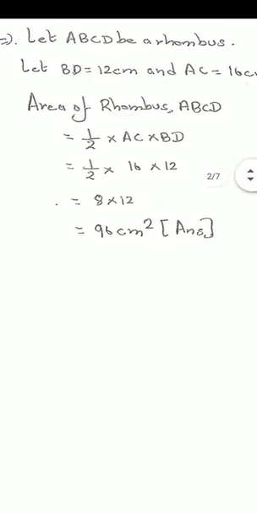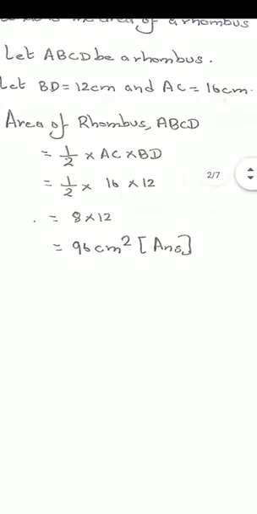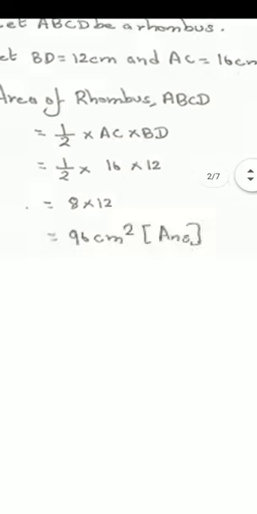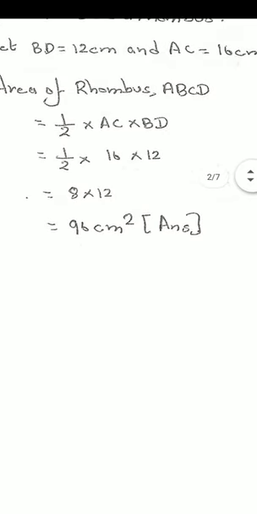Then the area of rhombus ABCD will be half into the product of diagonals. In this case, the product is AC and BD. So I'm writing half into AC into BD, which happens to be half into 16 into 12. If I cancel 2 and 16, I'll get 8. That's why I'm writing 8 into 12, which happens to be 96 centimeters square, which is the area of the rhombus. Okay, I hope this problem is clear.